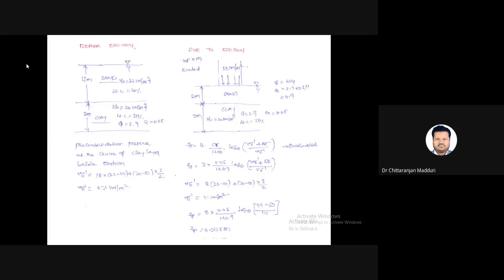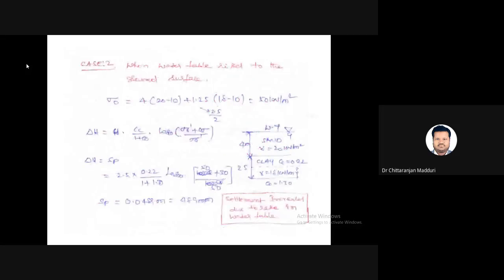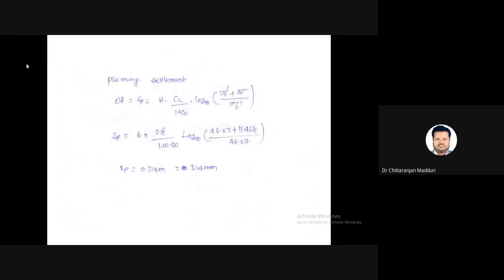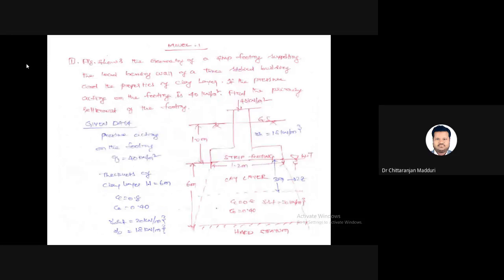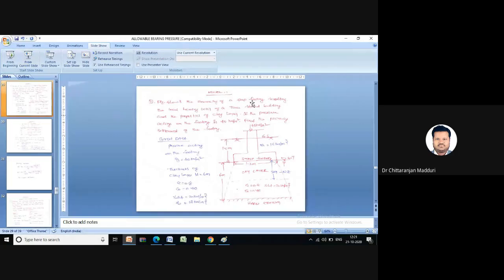So the erosion effect is covered. Next, lowering of the water table. The effect of lowering of the water table is also discussed. Next, the effect of the water table. There is a water table. This is the normal condition, so model 1, model 2, model 3, model 4. At the same time, initial settlement I have also discussed. With this, the problems related to settlement are over.